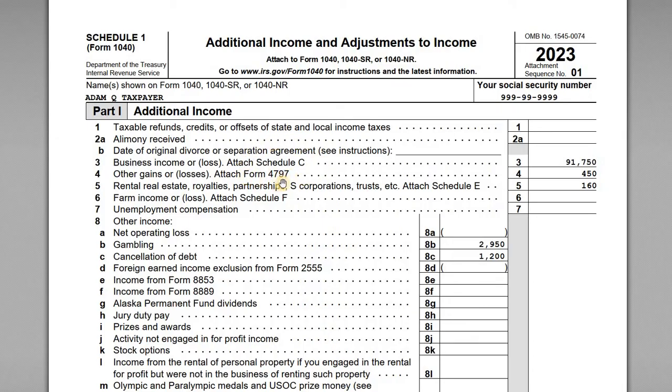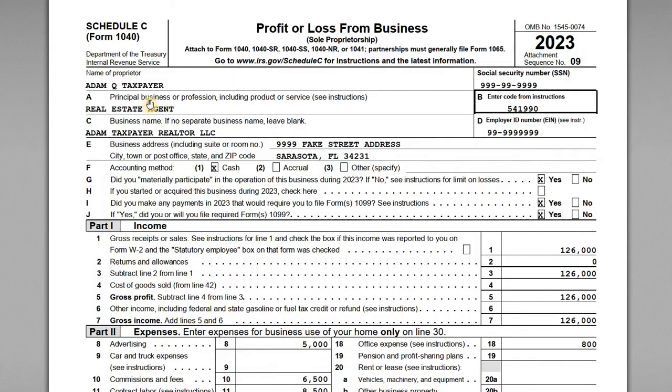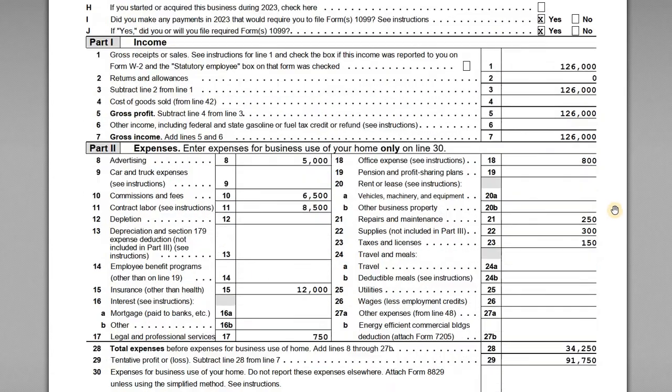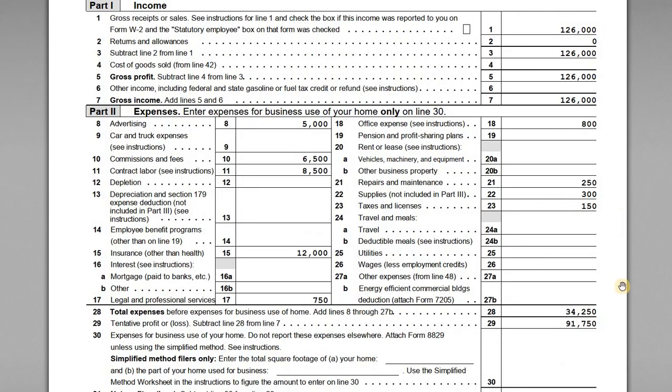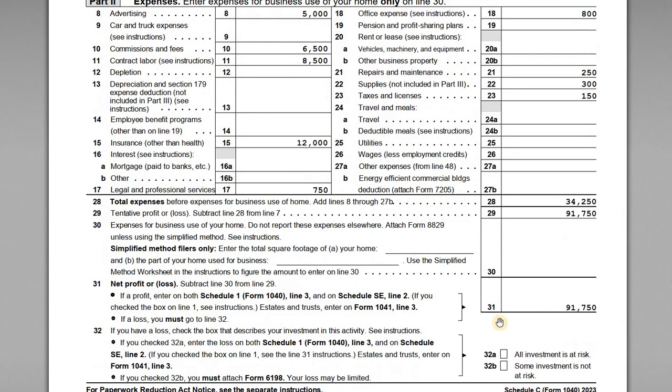So Schedule C has to do with profit or loss from a sole proprietorship business. And so in this example, we have Schedule C completed for Adam, who's a real estate agent, and he has a single member disregarded LLC. So he's reported everything in Part 1 and 2 here for his income and expenses. And then ultimately his net profit or loss on line 31 flows through to Schedule 1, line 3, and it's also reported on Schedule SE for self-employment earnings.